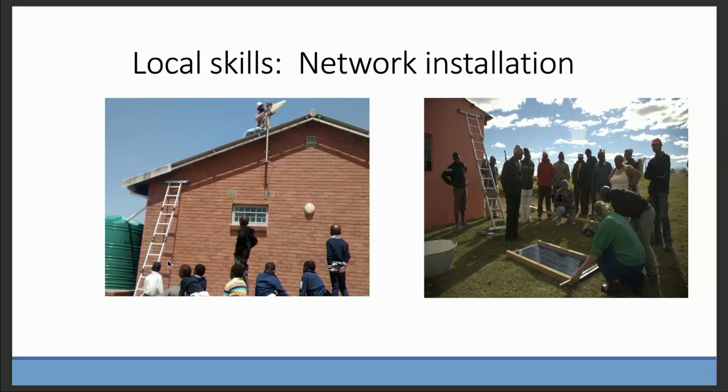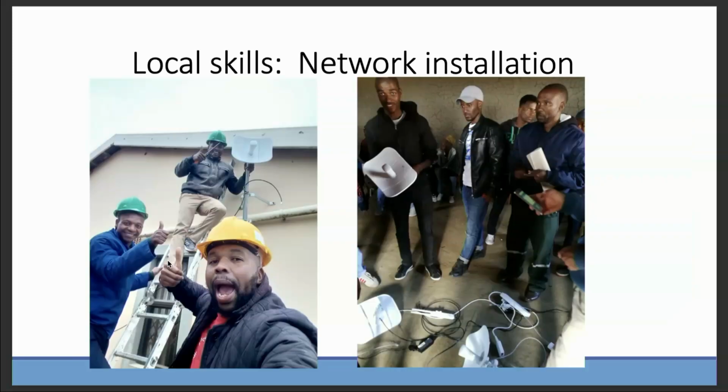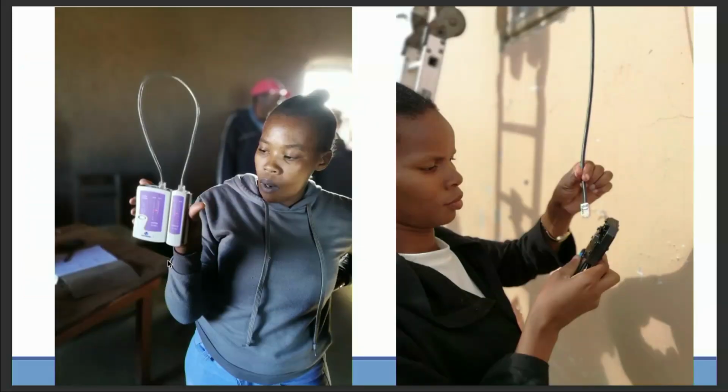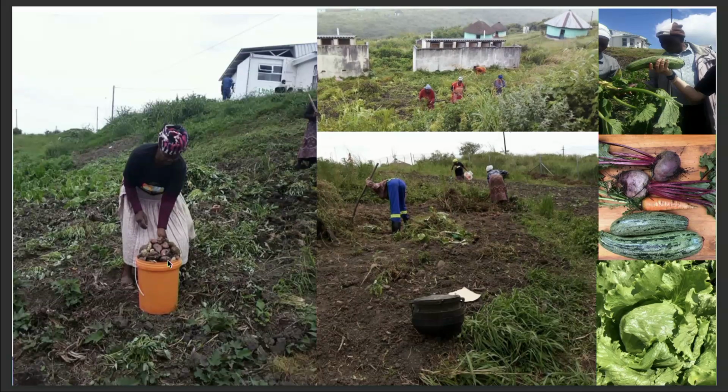So local skills, network installation. I don't have a lot of time to get into the nitty-gritties of everything, but essentially it's about working with the community, providing them with skills to develop the network and install the network. In fact, just to say, these are probably not the more difficult parts of the project, giving skills and teaching people how. But this is just an example of the type of spin-offs.